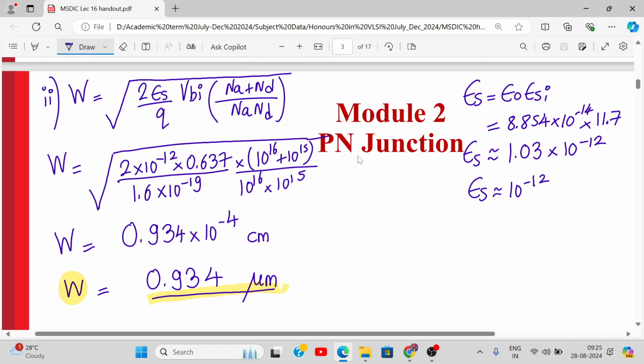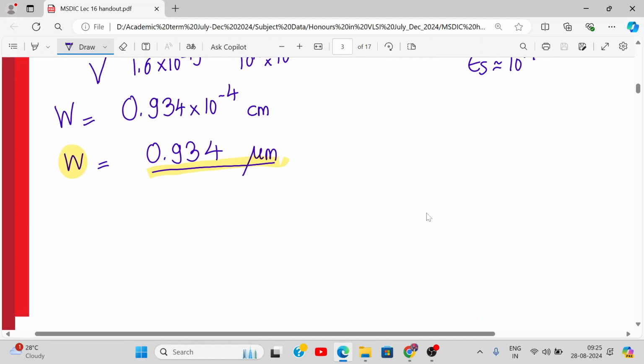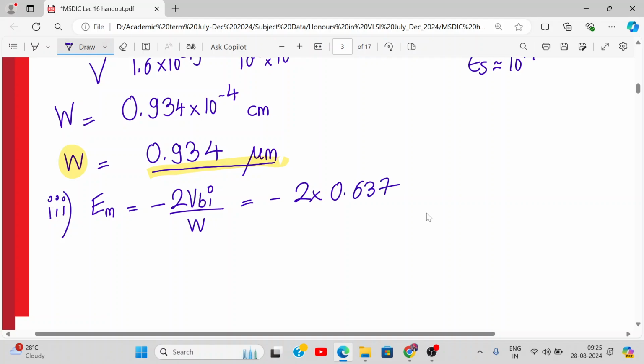All right. Are you getting the same? Third is peak electric field given by EM. Can you tell me what it is? Minus 2 VBI upon W. This is the formula. So minus 2 into 0.637 divided by 0.934 into 10 raised to minus 6.